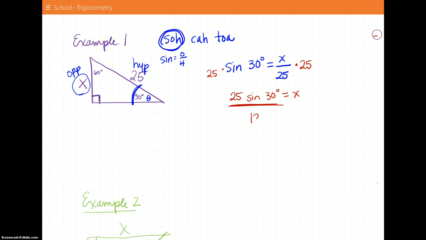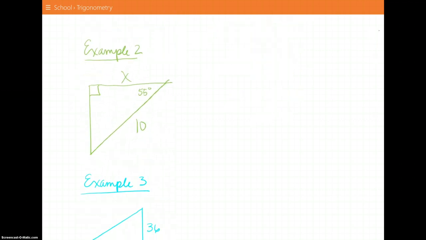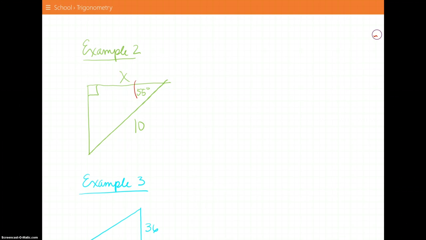Okay, so I got 12.5 equals x. And that makes sense because this is a 30, 60, 90, and I know the short leg should be half of the hypotenuse. Okay, example 2. I'm comparing everything in example 2 to this 55-degree angle. So I'm going to use SOHCAHTOA.